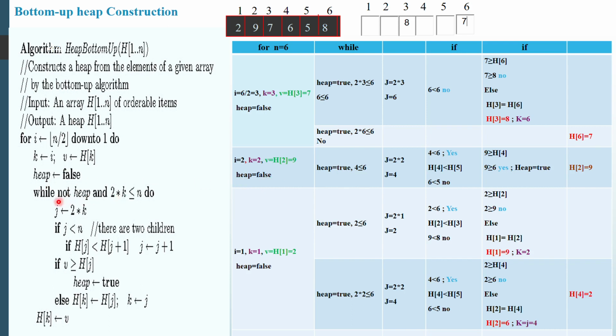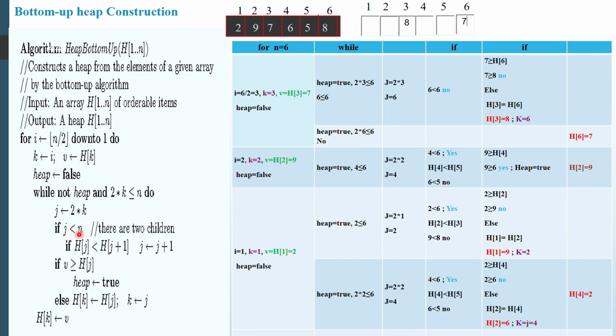Next you go to the while loop. Not hip. So earlier it was false. Reverse means now it becomes true here. And 2 into k. So what is the k value that you changed to? 2. 2 into 2 is 4. Is 4 less than or equal to 6? Yes, the condition is true. If the condition is true, then you execute this statement. What is that? J equal to 2 into k. What is the k value now? 2. J equal to 2 into 2 means j equal to 4 now.